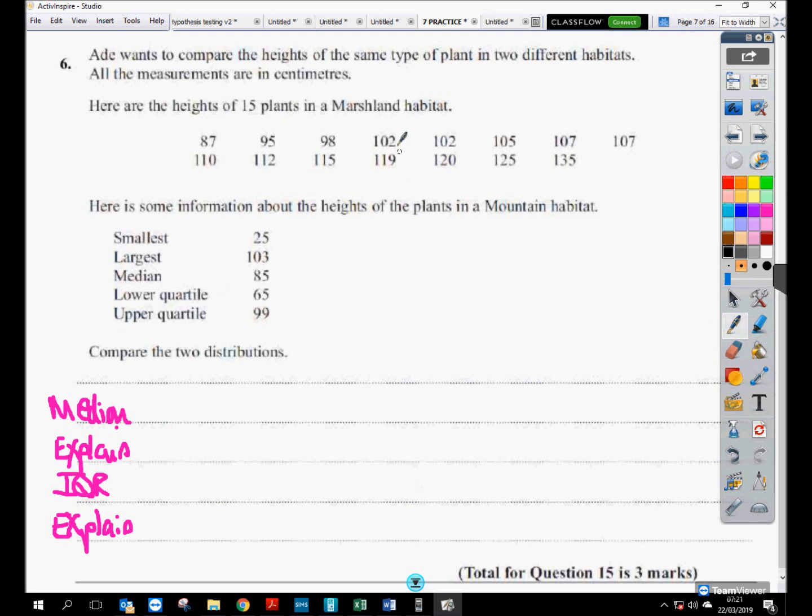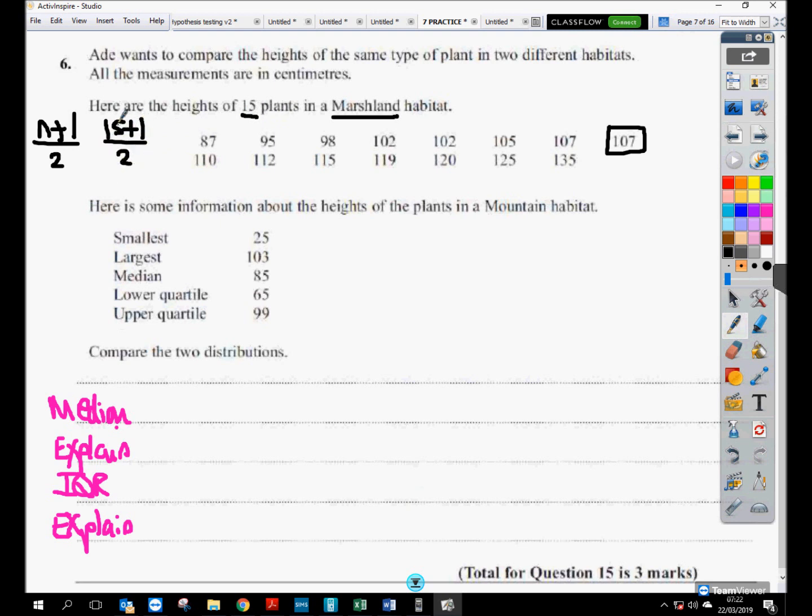But what we're going to do is first of all work out the median for marshland. Okay, now it's quite easy to see that 107 is the median because the median is the middle number. If you look at the way they position the numbers, you can see that 107 has 1, 2, 3, 4, 5, 6, 7 numbers before it and 7 numbers after it. It's sticking out at the end here. But if you don't like that idea, you can use the formula for median, which is n plus 1 over 2. So n is the number of data items, which is 15 plants.